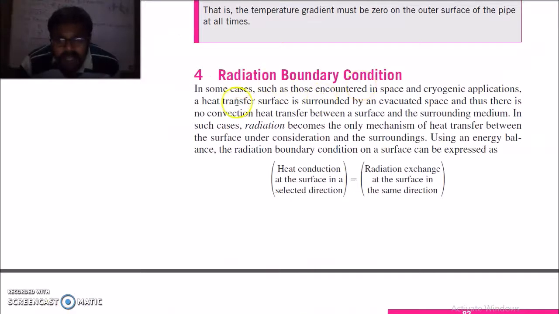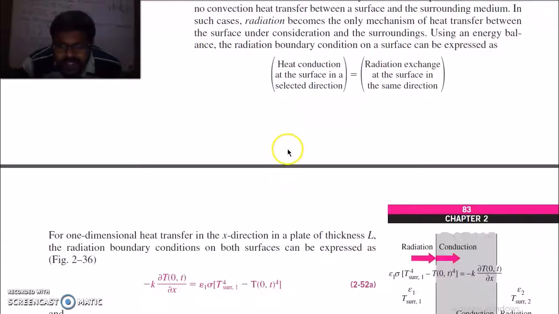Radiation boundary condition. In some cases, such as those encountered in space and cryogenic applications, a heat transfer surface is surrounded by an evacuated surface and thus there is no convection heat transfer between its surface and the surrounding medium because there is no medium. In such a case, radiation becomes the only mechanism of heat transfer between the surface under consideration and the surroundings. So using energy balance, heat conduction at the surface in a selected direction is equal to radiation exchange at the surface in the same direction.